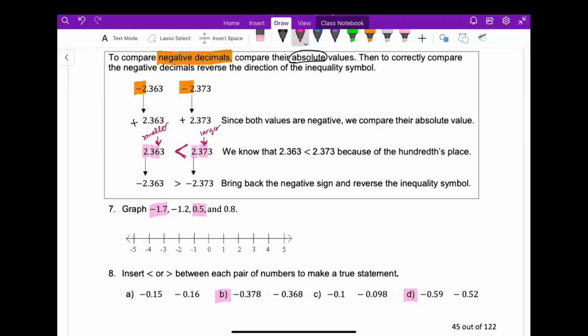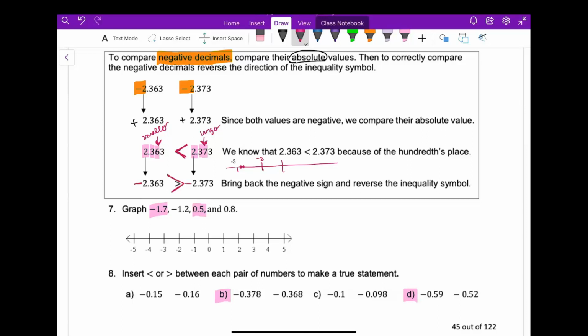We have to bring it back and say, well, it's not true, because if we looked at a number line, the 2.37 would be a little bit farther if we're talking about negatives. This would be 3 and this would be negative 2. 2.37 would be here and 2.36 would be here, right? Since we're negative, we have to go ahead and reverse our sign and bring back our negatives.